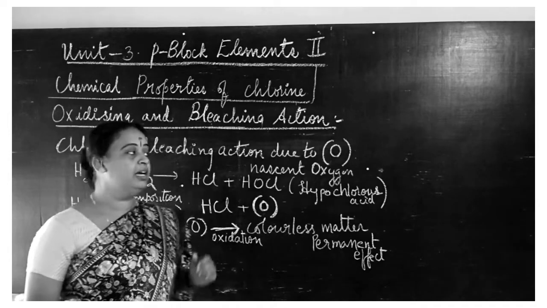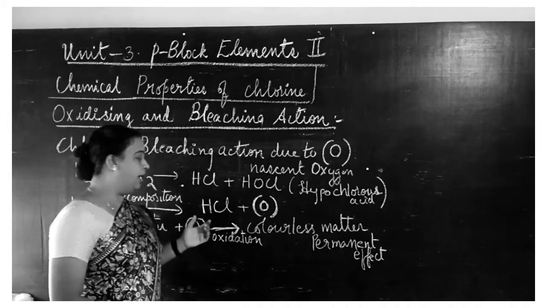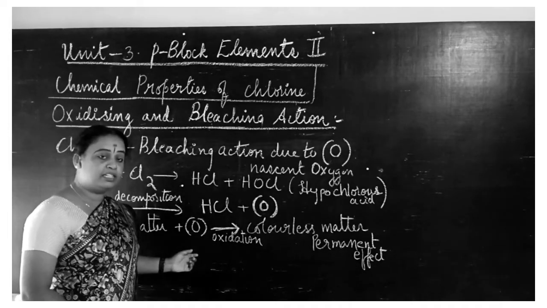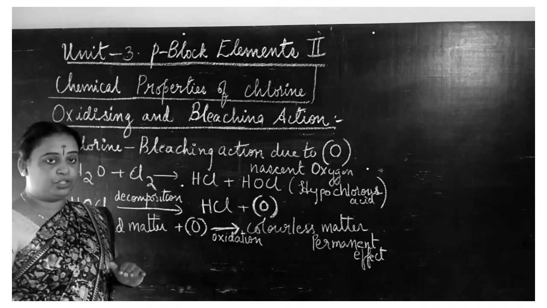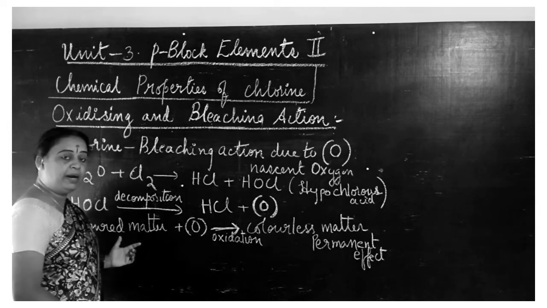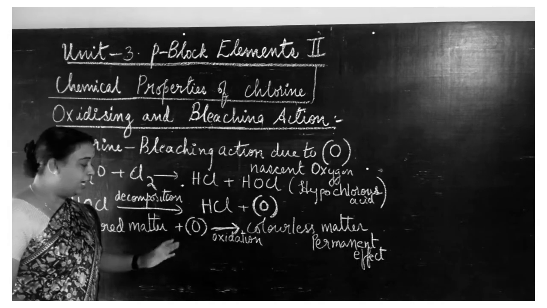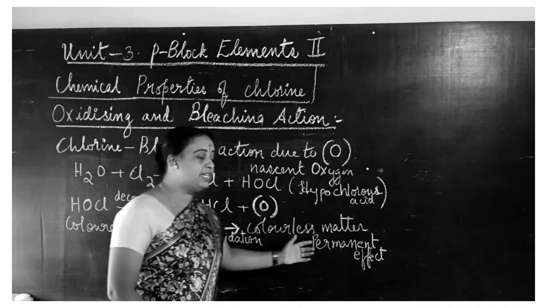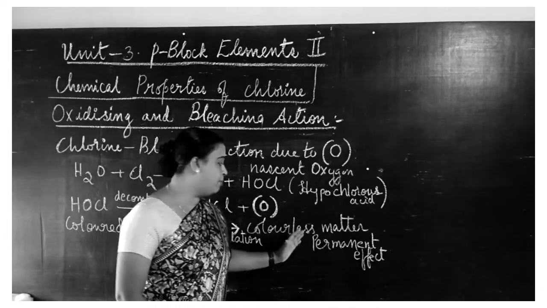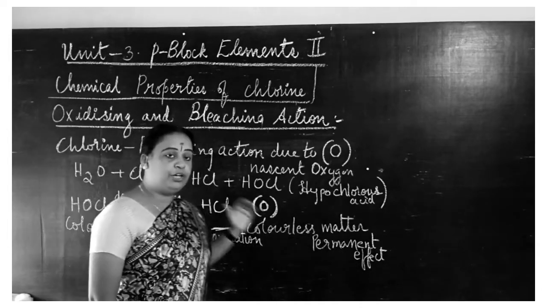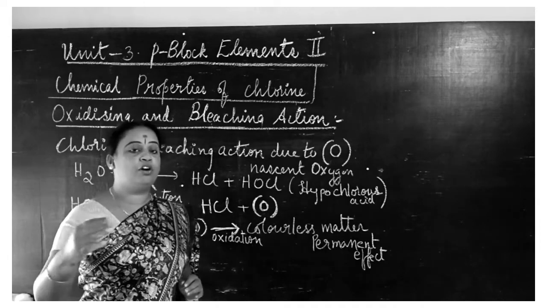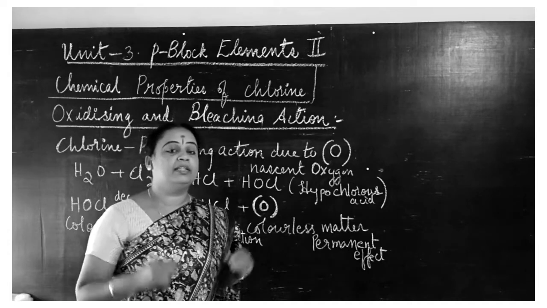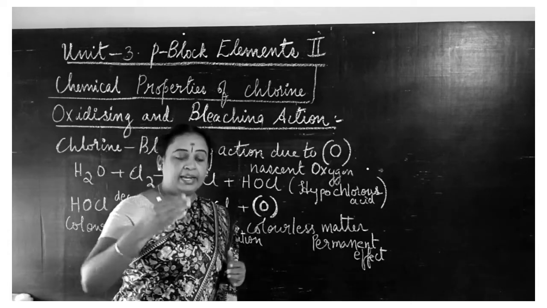Now when we compare this bleaching action of chlorine to sulfur dioxide, of course sulfur dioxide also has a bleaching action. In the case of sulfur dioxide, the bleaching is not done by nascent oxygen; instead it is nascent hydrogen. When the colored matter reacts with nascent hydrogen, a reduction reaction takes place and you get a reduced, colorless form of the matter. When this is kept for a long time, it gets exposed to oxygen and the colorless matter regains its color.